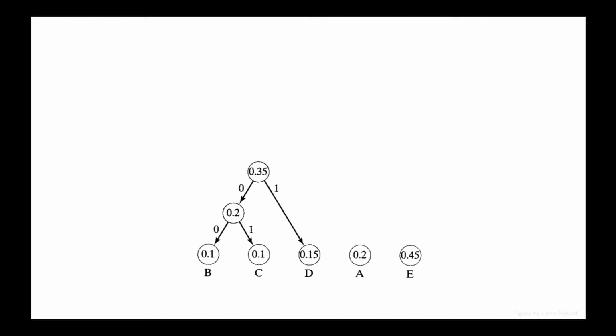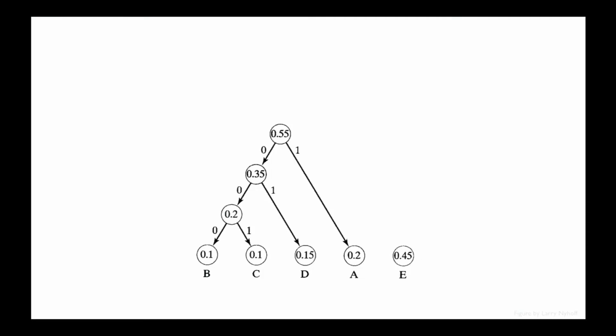So you can perhaps see where this is going. If we repeat this a couple more times, we're going to have just one bigger tree, all of whose edges are labeled with zeros and ones. So let's do it again. 35% is that tree's root, 20% and 45%. So we're going to merge the 35% and 20%. And now we have this tree here.